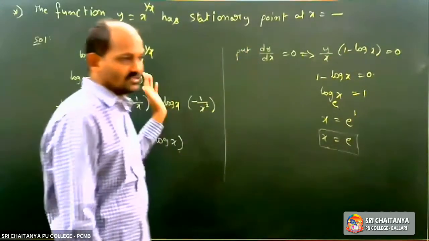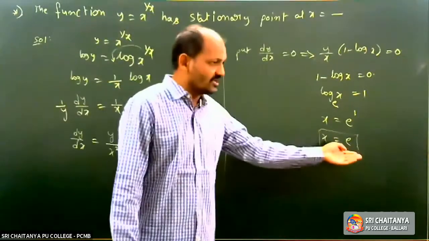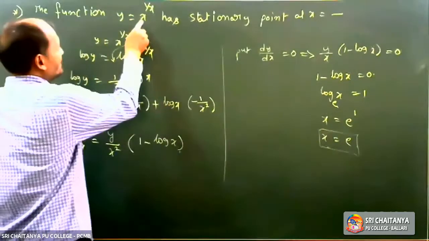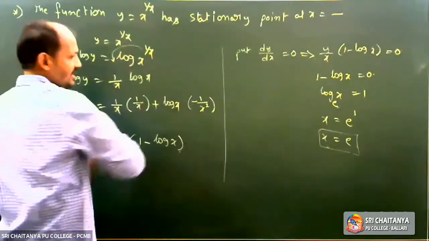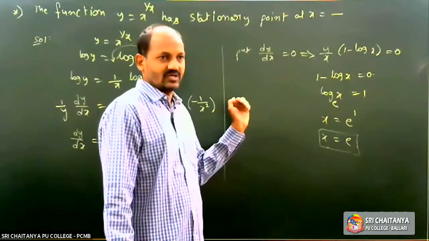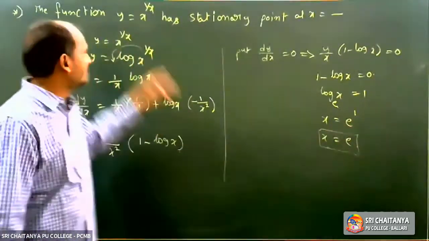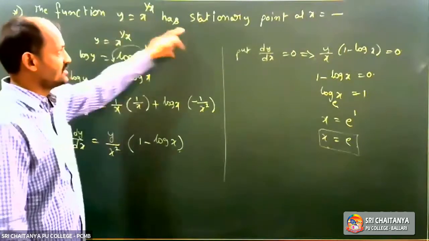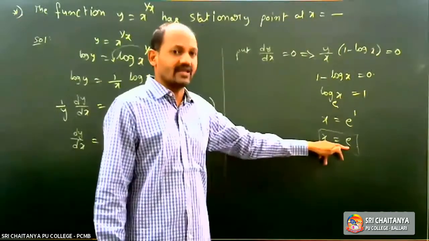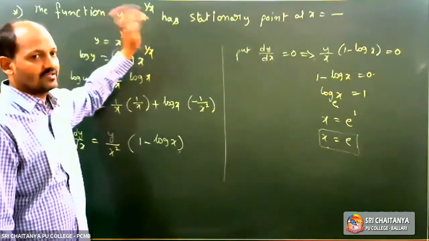For example, in the same question, find the stationary value. That means x is equal to e, substitute in the given function. So stationary value means e power 1 by e. That is the stationary value, and the stationary point is at x is equal to e. For this question, we only need up to the stationary point. In case we are asked to find the stationary value, that means e power 1 by e. Write down.